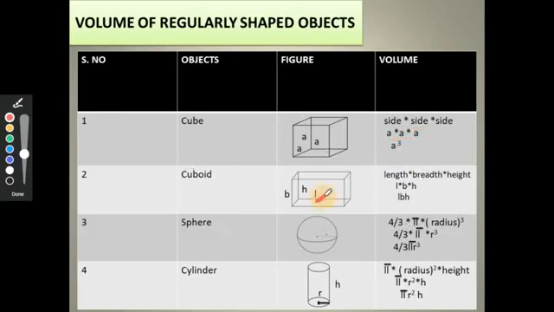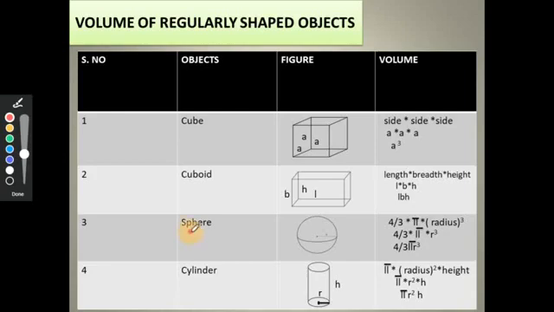Cuboid, with length L, breadth B, and height h. The volume will be length into breadth into height, which is equal to LBH. Volume of a cuboid is length into breadth into height.